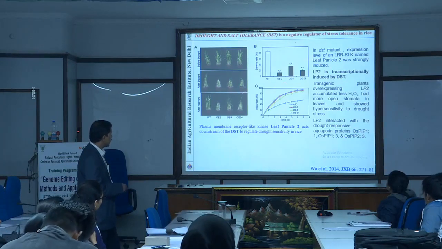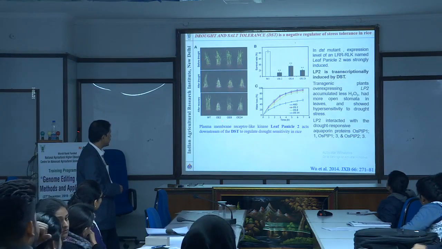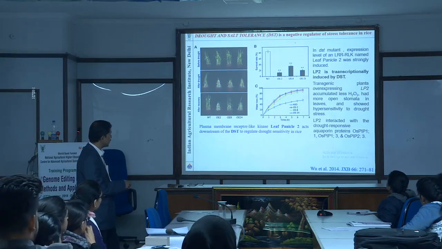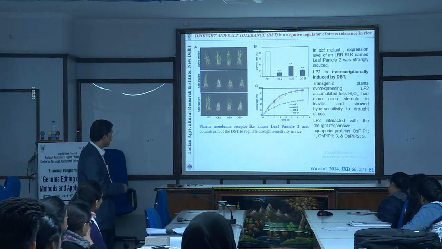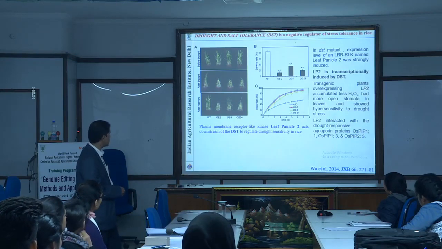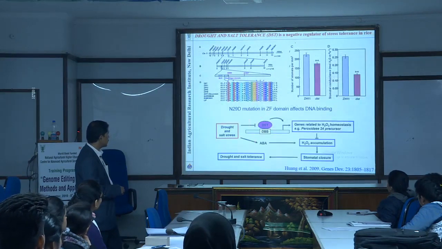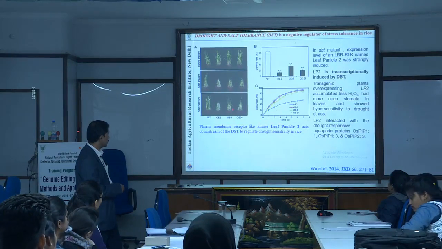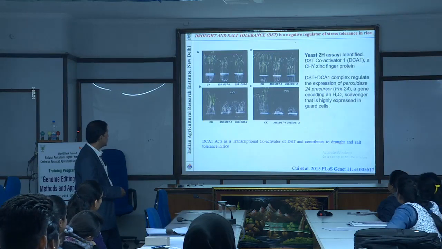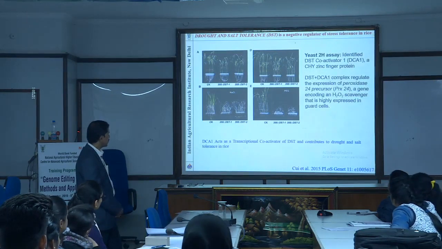So they identified this particular mutant, and they also validated that it is the kinase which is interacting, or which is downstream, of the DST gene. When this gene is overexpressed, the plants are sensitive. That is, if there is a mutation in this gene, the plants are tolerant. If there is overexpression of its target protein, the plant is sensitive. So it suggests that this is a good candidate.